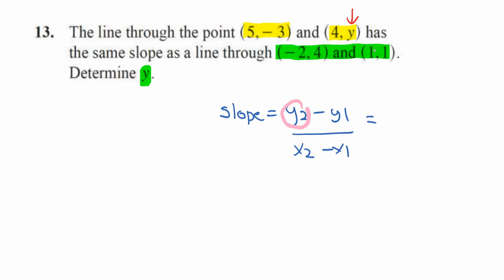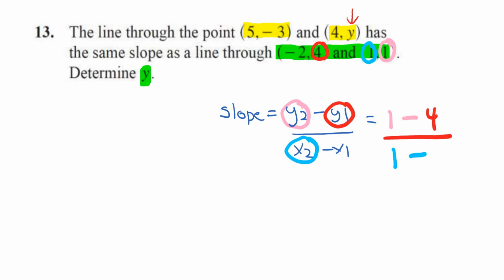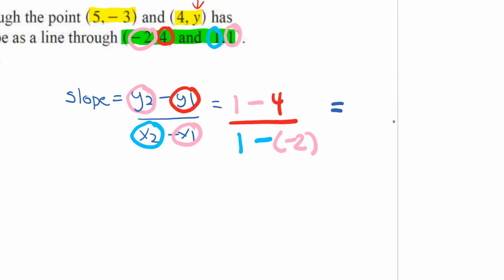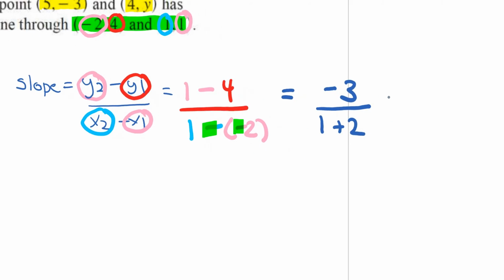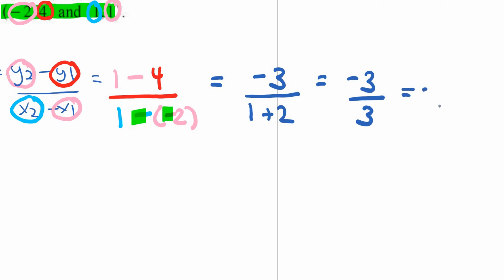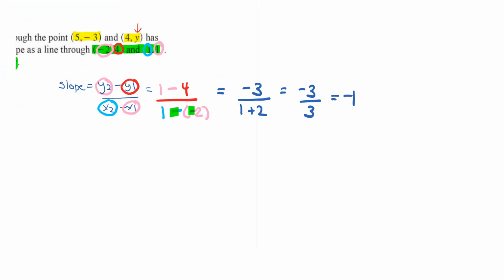Okay, so what's the value of y2? Well, the value of y2 is just 1 here, so 1 minus, and what's the value of y1? Well, the value of y1 is now 4, divided by, and then what's the value of x2? Well, the value of x2 is just 1, so 1 minus, and then what's the value of x1? Well, the value of x1 is negative 2, so bracket negative 2. Okay, and let's go ahead and calculate the numerator. So 1 minus 4 is going to be negative 3. And then I have a negative and a negative, so that's going to be 1 plus 2. And then I have a negative 3 on the top and a 3 on the bottom, so negative 3 over 3 is going to be negative 1. All right, that's great. So my slope there is going to be negative 1.